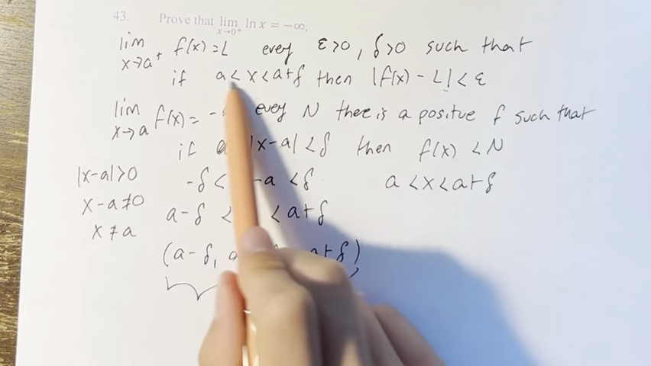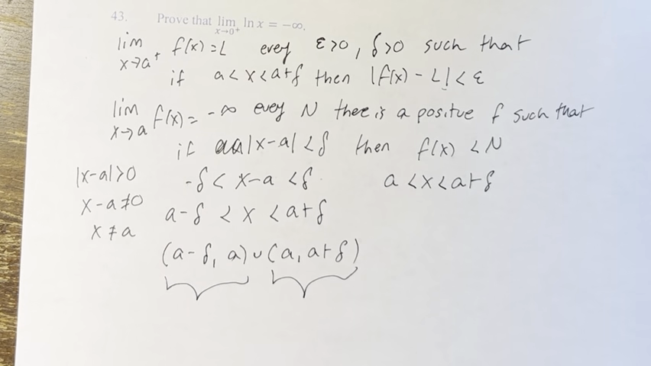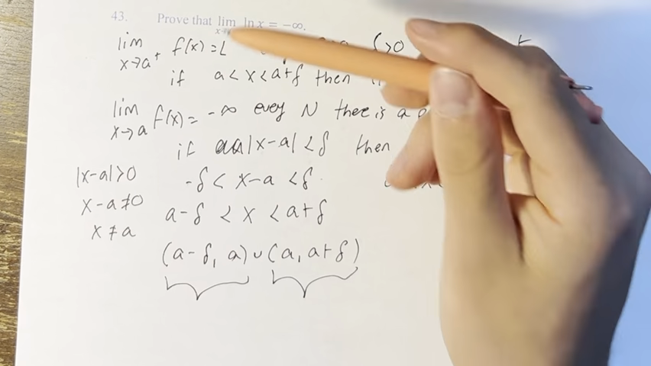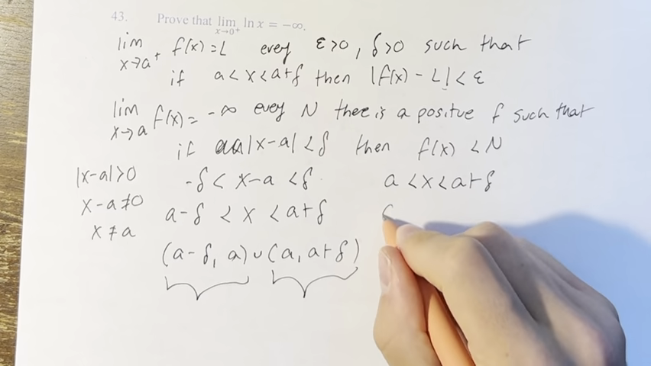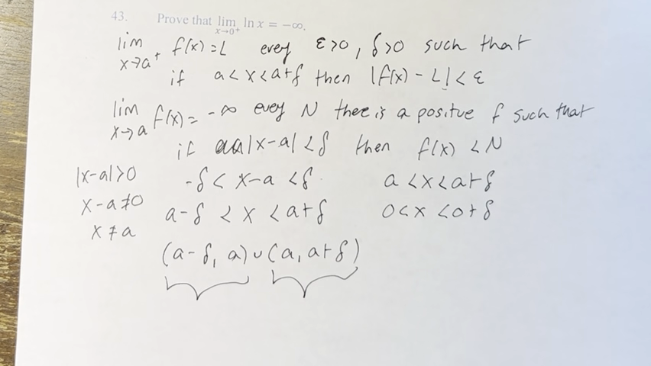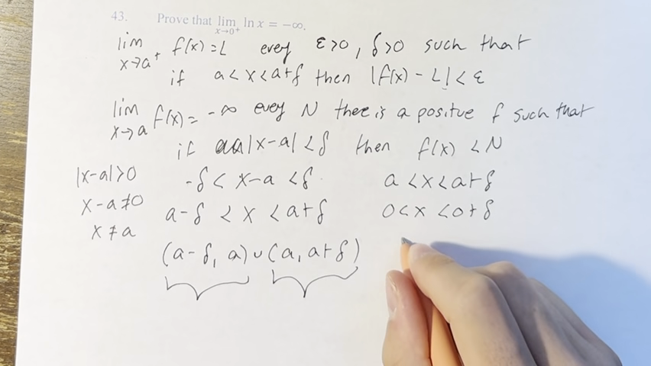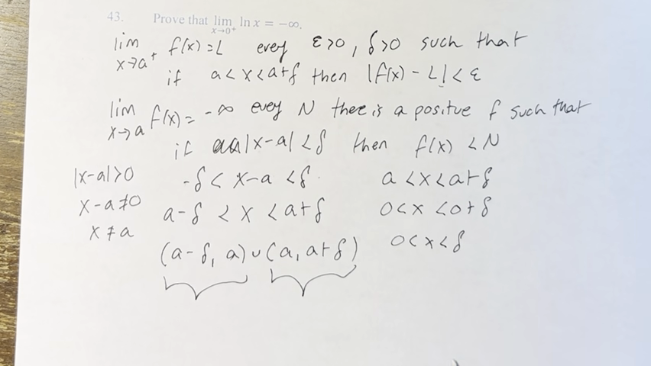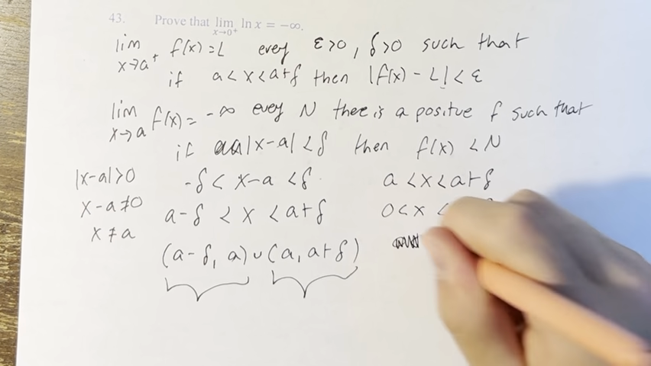This is the restricted values of x. So here, a is the value which x is approaching, so that's 0. So 0 is less than x is less than 0 plus delta, right? We can see that this is true if 0 is less than x is less than delta. Again, we are not looking at values less than 0 anyway, so we can just simply say that x is less than delta.